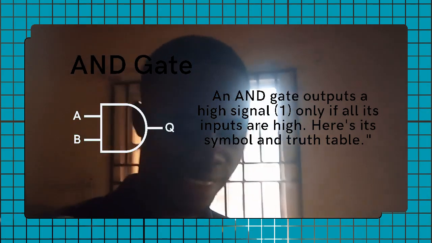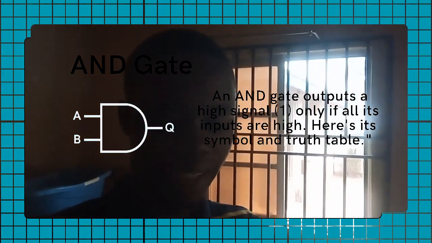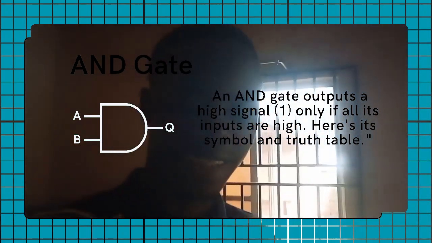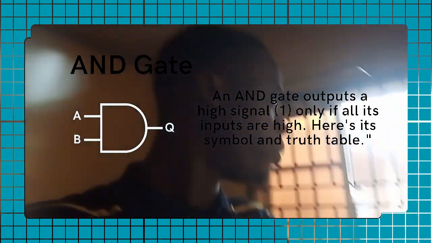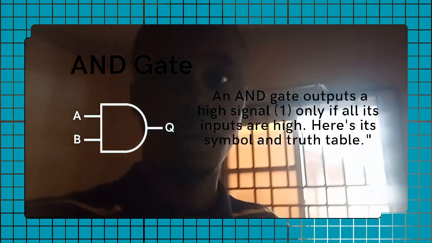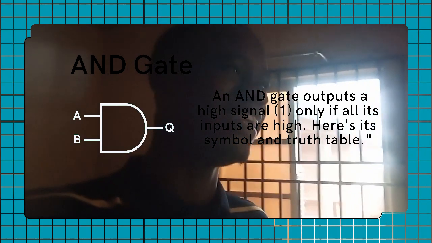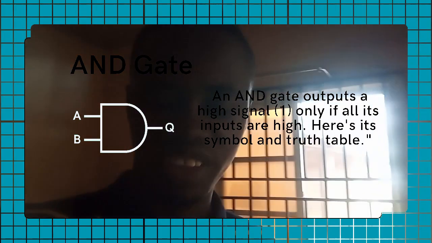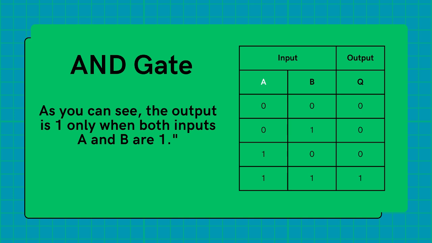So the first on our list is the AND gate. An AND gate outputs a high signal, that is 1 or on, only if all its inputs are high. That is, the output will be on when all the inputs are on. Here is a truth table example.